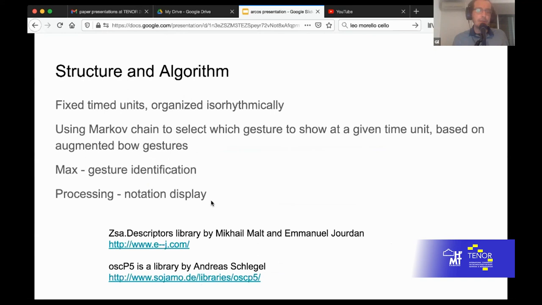So with the Max patch, there's also a gesture identification module. And once a gesture is identified, it sends the instructions on which gesture to show on the score to the processing script. There were two issues with that. One is the temporal units, and this is something that we noticed immediately in the first rehearsal: the original temporal units I had were just not clear enough.